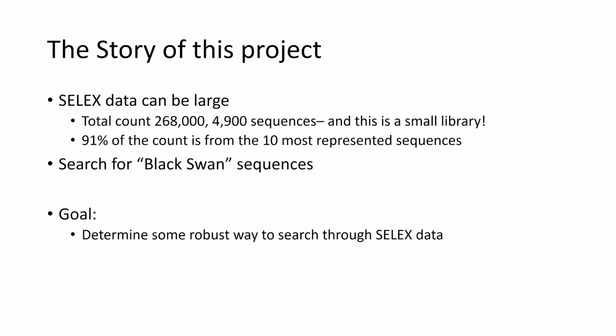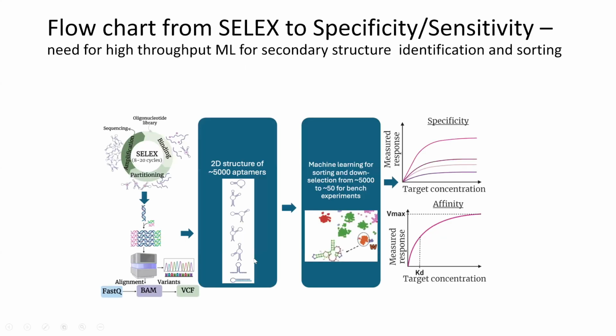We were told to search for these so-called black swan sequences, potentially low-count sequences with interesting and novel chemical properties. So we decided our goal was going to be to determine some way to robustly search through the SciLex data to try to figure out where these black swan sequences could be hiding. This is the flowchart that we developed for doing that. We're going to be discussing the two middle sections here.